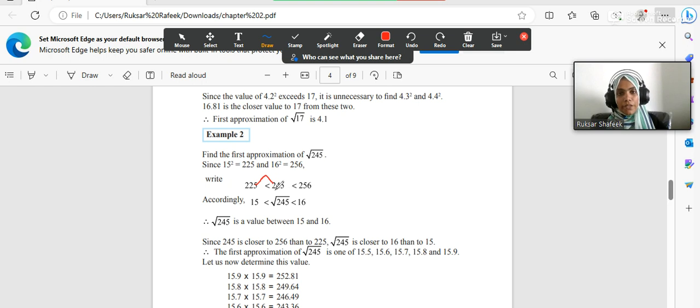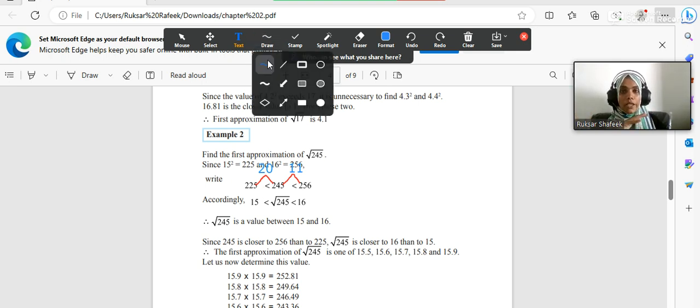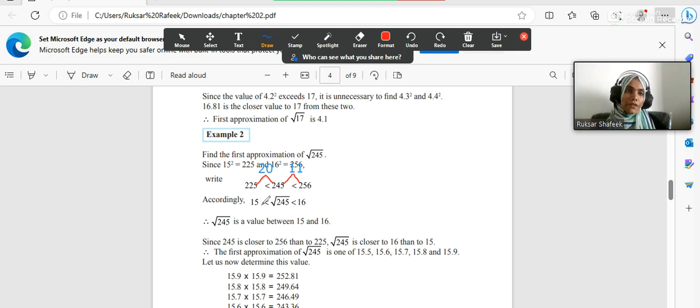25 and 45, 35, 45, basically 20. And then when you move to the next part, 245 and 256, the difference there would be 245 and then 255 is 10, plus 1 is 11. So the difference between these two is 11. So now I know that my answer is closer to 256 and not 225. So basically, my answer is closer towards 16 and not 15.